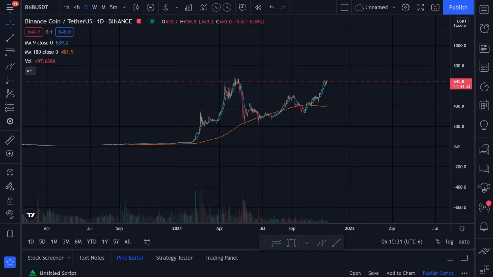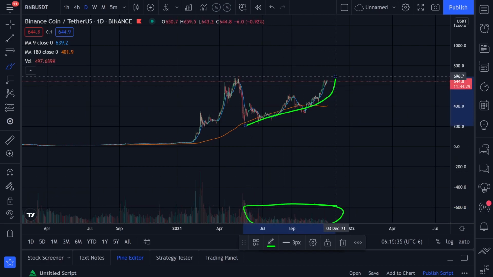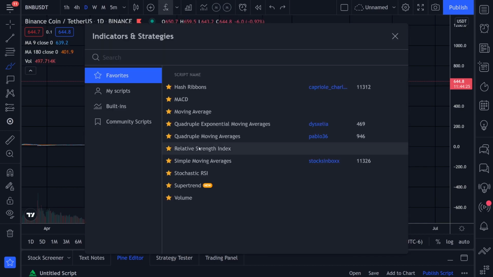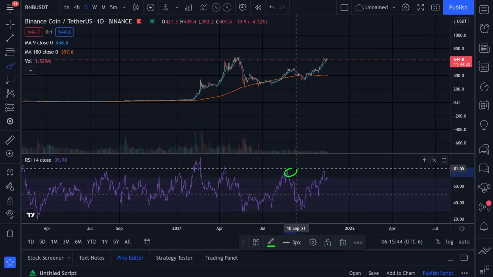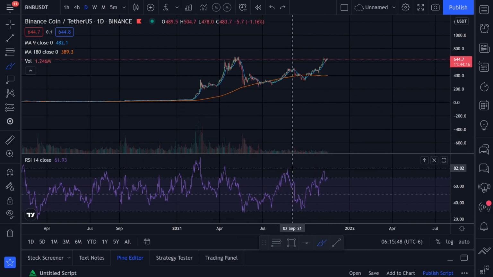The one thing I don't really like about this chart is that the volume is really low as the price is trending up. This is one of those times where I like to use the RSI, so let's go ahead and check that out. So right here, it looks like we're getting kind of like a double top on the RSI, but it's not a complete bearish divergence.